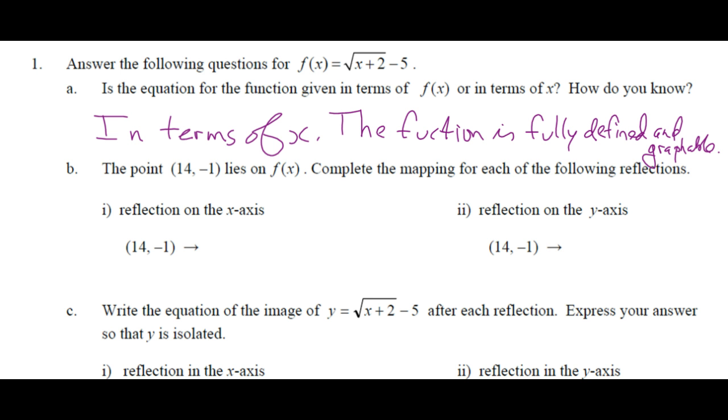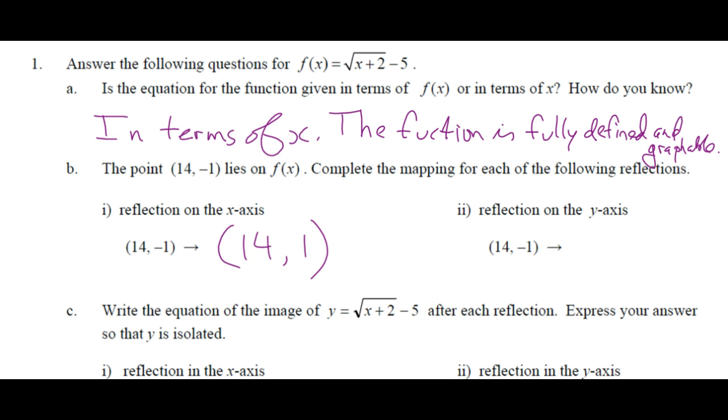It's not one of those things that, hey, there's a straight line here, and there's another straight line joined up to that, and there's some kind of little curve in the middle. No, it's... The point 14, negative 1 lies on f of x. Complete the mapping for each of the following reflections. Okay, so forget about the fact that it's moved. It's just, okay, here's this f of x. If I reflect it on the x-axis, where does 14, negative 1 end up? Okay, goes to 14, comma 1. Right? Reflection in the x-axis, it was 1 below. It is now 1 above.